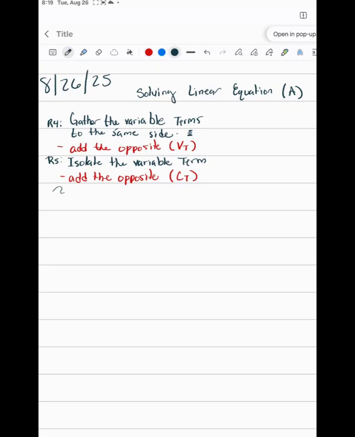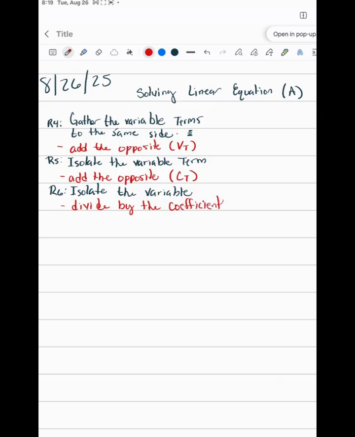And then rule 6. Rule 6 says to isolate just the variable. And the way you do that is to divide by the coefficient.